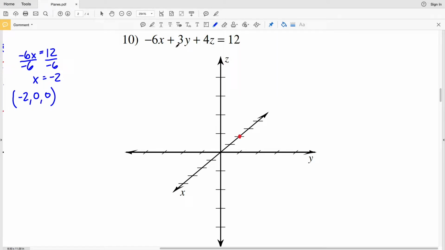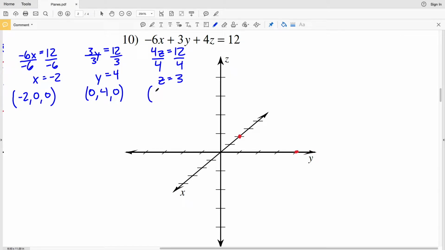Now for our y-intercept, that occurs when x and z are 0, so 3y equals 12. And dividing both sides by 3, I'll get that y equals 4. So my y-intercept is (0, 4, 0), which when plotted is 4 to the right. And then lastly, that z-intercept, when x and y are 0, 4z equals 12. So writing that equation, 4z equals 12, I'll divide by 4 to get that z is equal to a positive 3. And graphing that intercept (0, 0, 3), it will be 3 up from the origin.